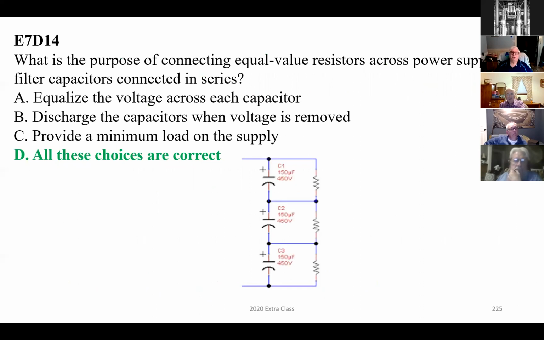Okay, what is the purpose of connecting equal value resistors across power supplies, filter capacitors connected in series? It would be all of the above are correct, and I'll read them off. It's to equalize the voltage across each capacitor, discharge the capacitors when voltage is removed, and provide a minimum load on the supply.